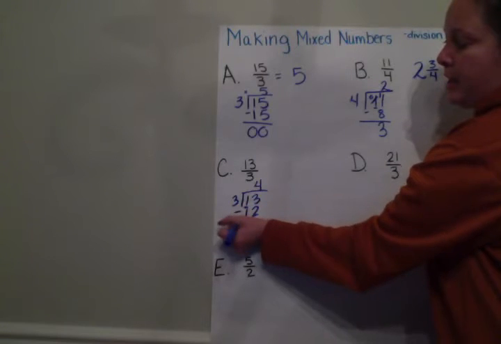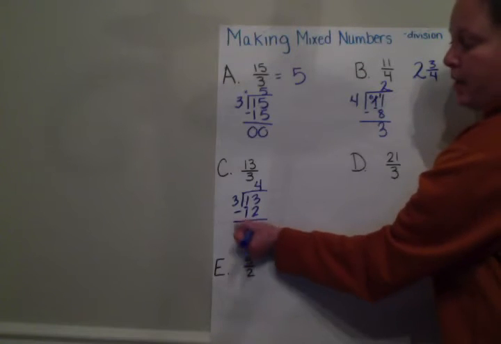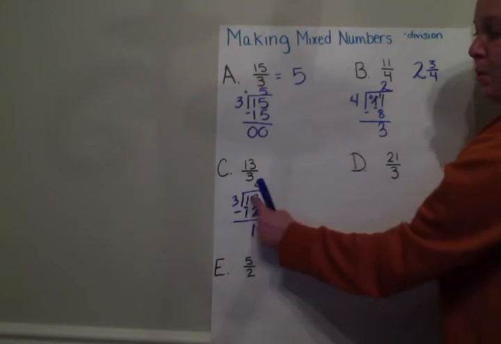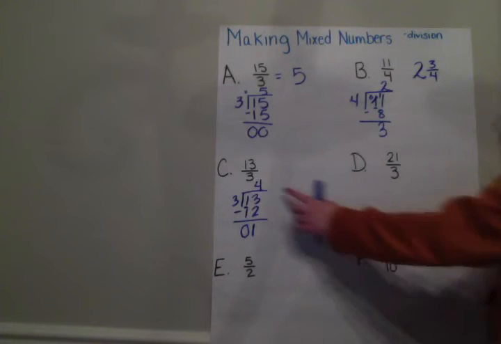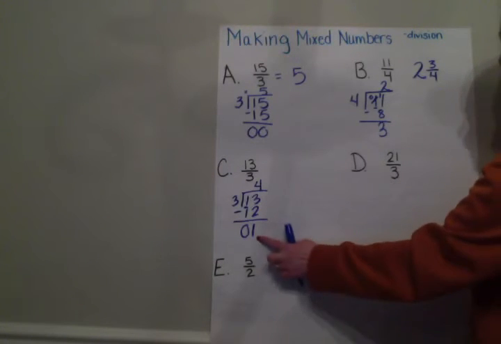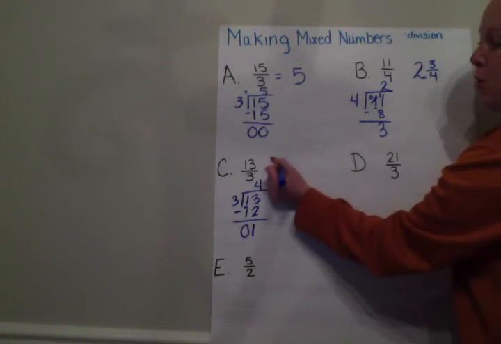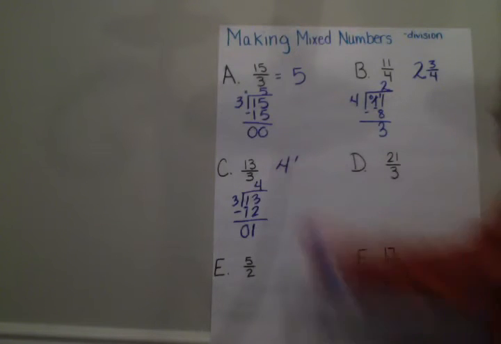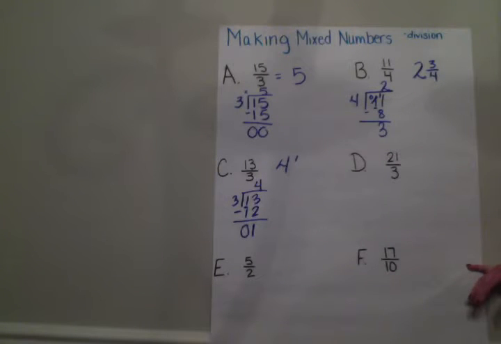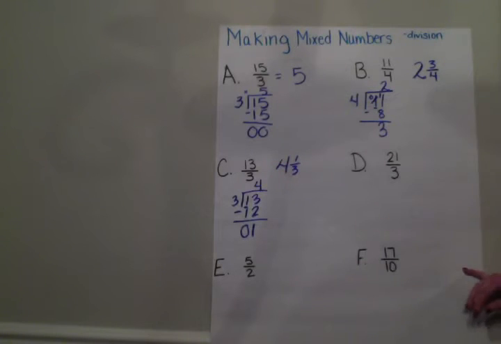Then I'm going to subtract. 3 minus 2 is 1. 1 minus 1 is 0. I have nothing to bring down, so this is going to become my remainder. So I know I have 4 whole groups, and I have 1 piece left over, and my denominator is not going to change.